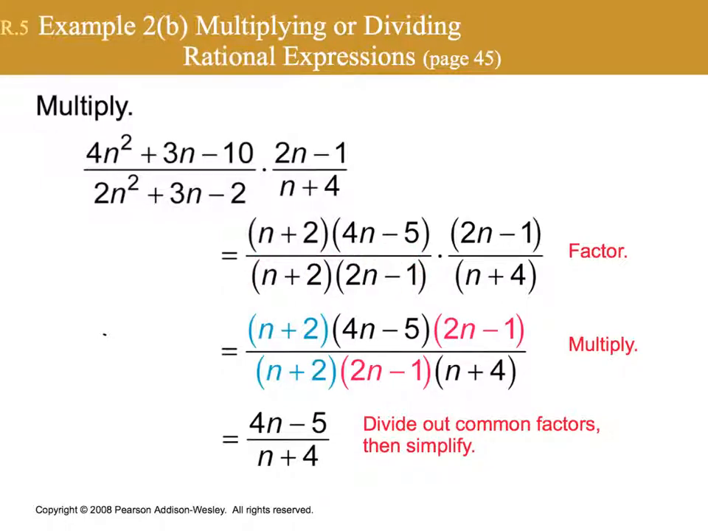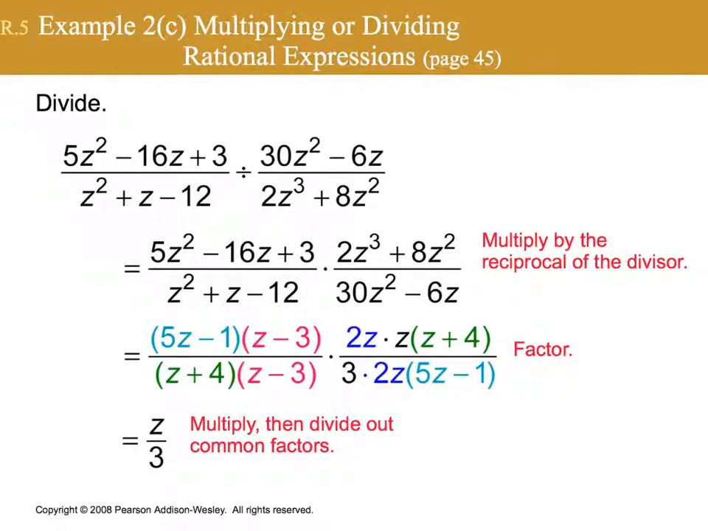And so all we do now is we look across the numerator and the denominator as we look for things that are alike. We have an n plus 2, top and bottom, and we have a 2n minus 1, top and bottom. The math geek in me loves this kind of reducing thing here to where we just simply get 4n minus 5 divided by n plus 4.